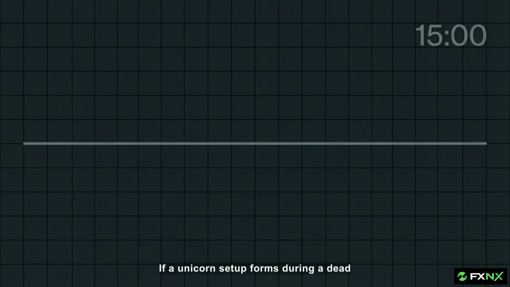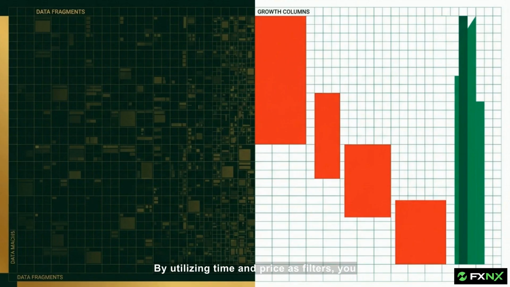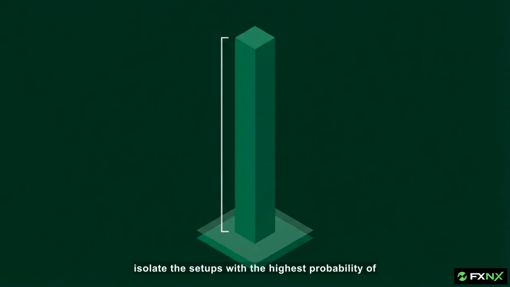If a unicorn setup forms during a dead zone late in the day, or 30 minutes before a major economic news release, the market lacks the sustained volume to make it work. By utilizing time and price as filters, you drastically reduce your exposure to retail noise and isolate the setups with the highest probability of moving 50 to 100 pips.